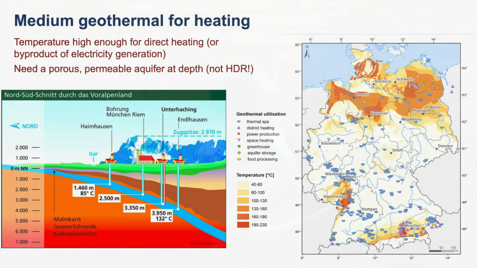So if we talk about medium geothermal, this would be temperatures high enough to use directly for heating. And this takes us back into deep sedimentary basins and so forth. So this is a map of Germany, Munich down here, and this is the reservoir that we talked about before. And often medium geothermal for heating is right at that cusp between, is it hot enough for electricity generation, or is it only going to be hot enough for heating of buildings? And the real thing we struggle with here is maintaining those porous and permeable aquifers.